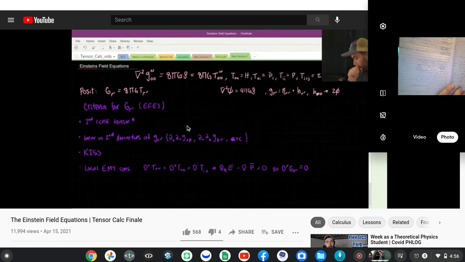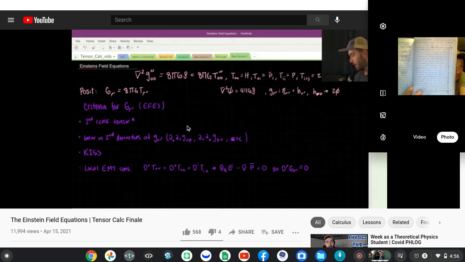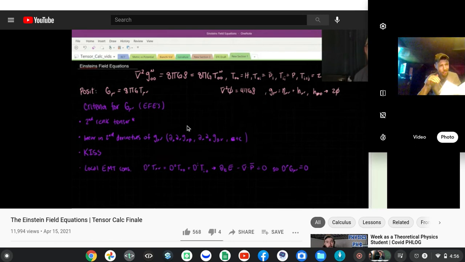It'll also mean that the metric, or rather the Einstein tensor, is a symmetric tensor. So I know that means exactly that we have 10 independent components. But this requirement here actually helps us reduce it to 6.